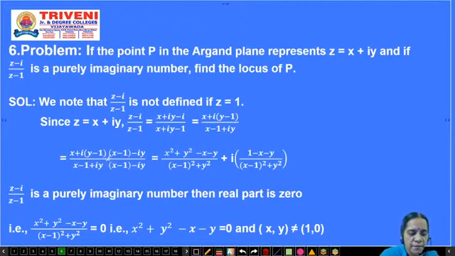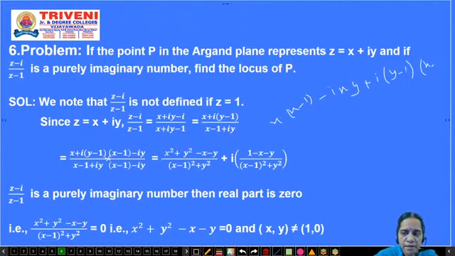Then we have to multiply the numerator and denominator. What we get here? x into x minus 1 minus ixy plus i into y minus 1 into x minus 1.